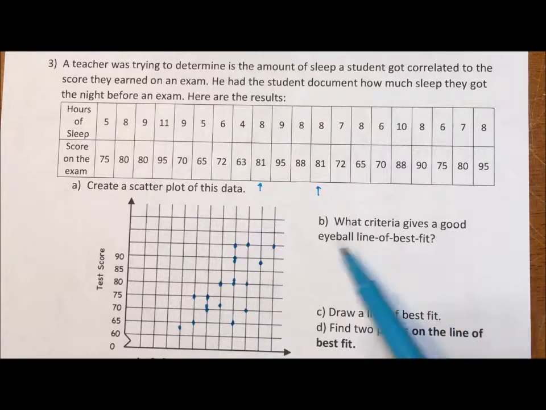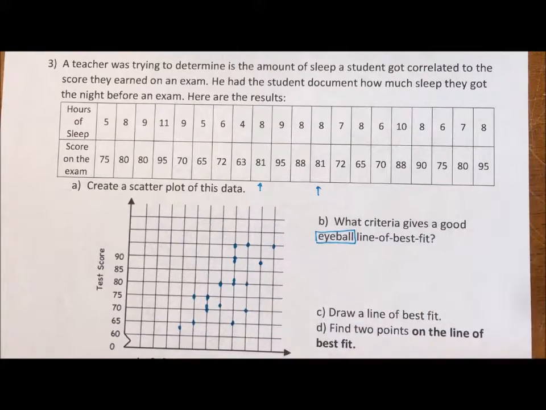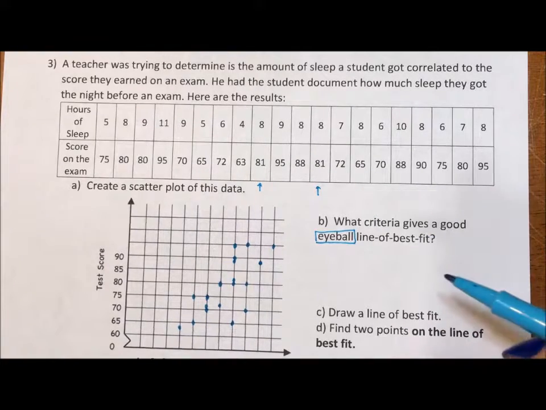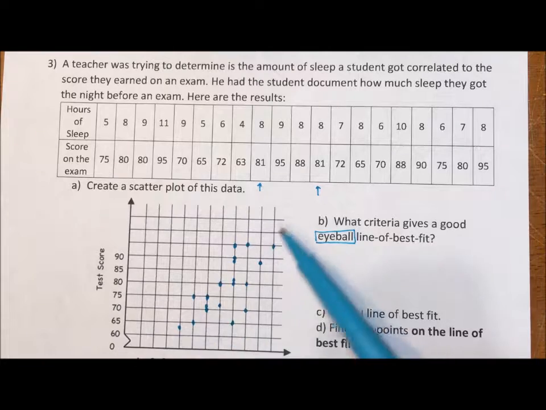Then it says, what criteria gives a good eyeball line of best fit? There's lots of ways of doing line of best fit. You can use Excel, you can do a lot. There's several different mathematical practices you can use in trying to find a line of best fit. We're not going to use any of those. We're going to do the eyeball. And that is exactly what it sounds like. It's using a ruler and your pencil and just coming up with what you feel is the best line to represent the data.